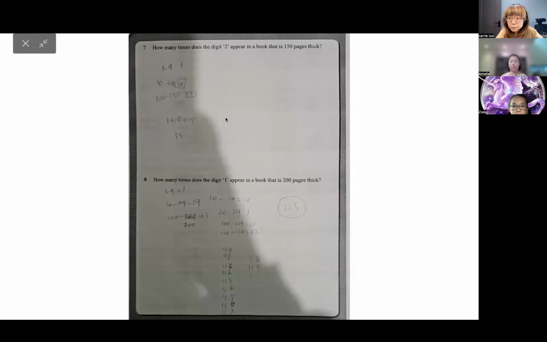Get it? Okay, so Zoe, there's one number. It is missing there, right? Okay, so let's take a look at this.